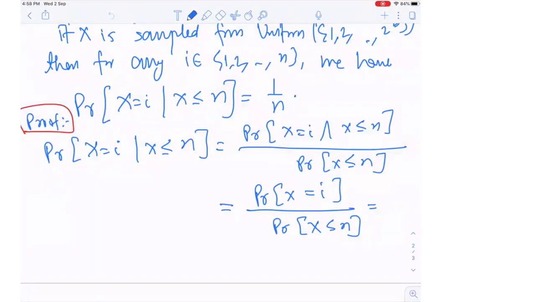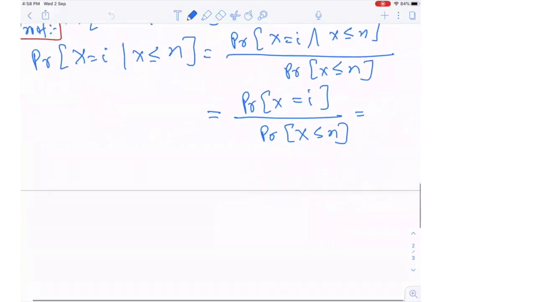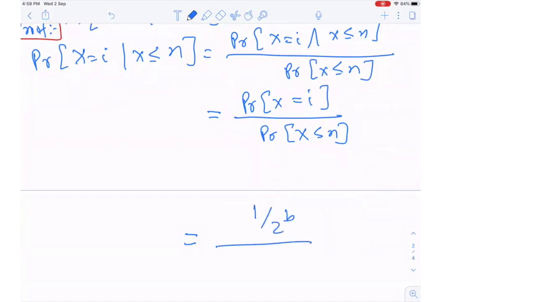Okay. Sorry, something happened. But what is the probability x equals I? The probability x equals I is 1 over 2 to the power b. And what is the probability x is less than or equal to n? It is n over 2 to the power b, so the ratio is equal to 1 over n. Okay. So this is very clear that whenever our algorithm outputs, it outputs each number with probability 1 over n.